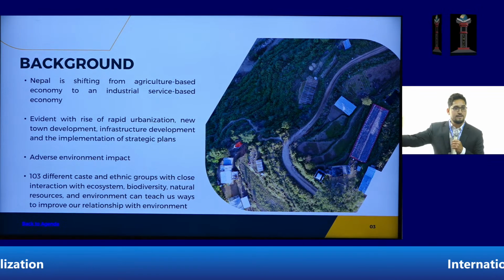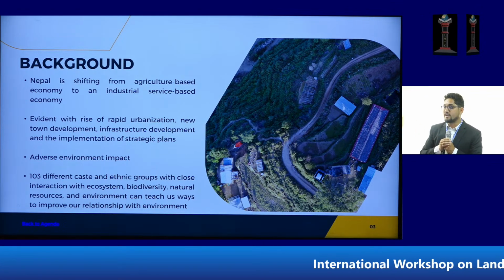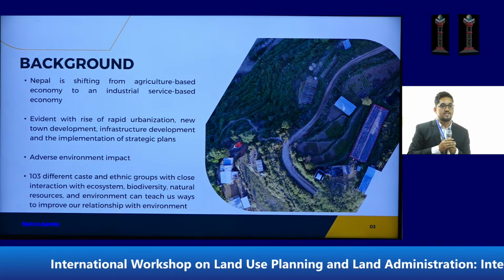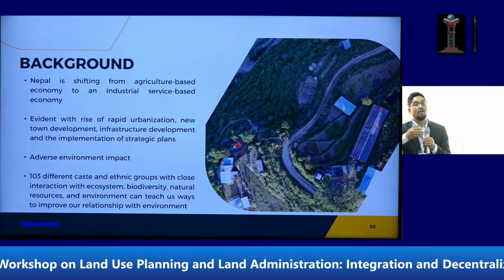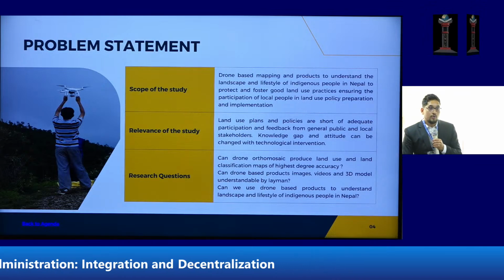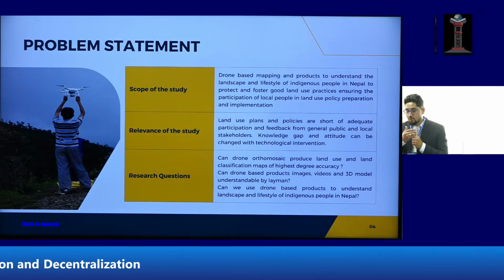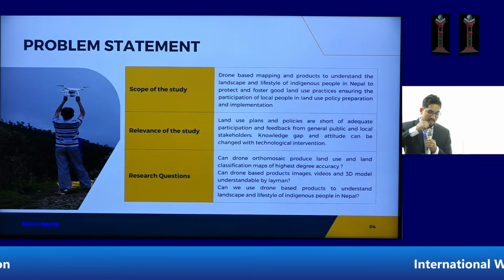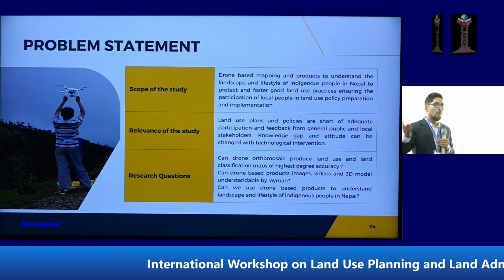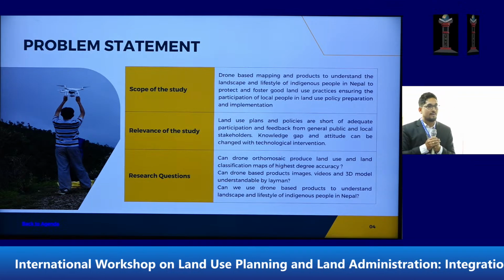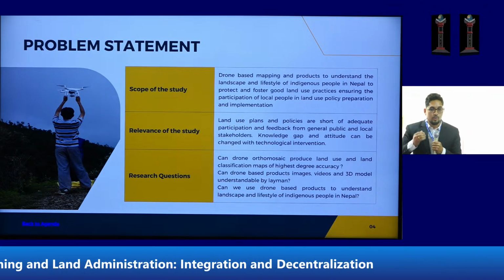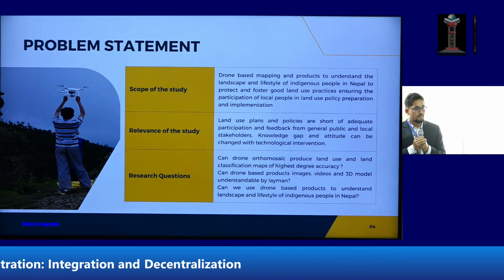How to bring them? As Nepal has 103 different caste and ethnic groups which interact with the ecosystem and natural resources in such a way that we can learn a lot from their ways and practices. So, as you see, how to increase participation comes into the theory itself. It's not about the control. It's not about the digital terrain model or land use maps. It's about giving the perspective, giving the people maps that they do understand.